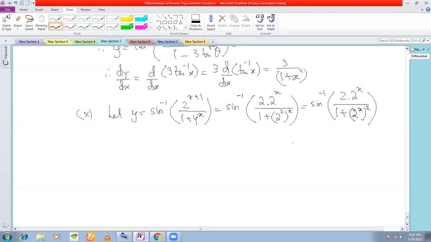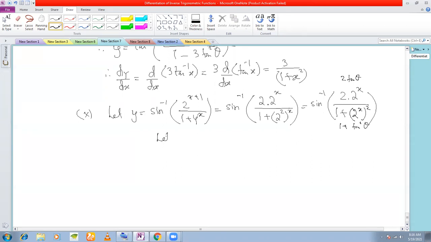Check whether I can write it this way. And once you agree that I can write it this way, now it looks like a familiar form, right? See that it looks like 2 tan theta by 1 plus tan square theta, where tan theta is 2 to the power of x.